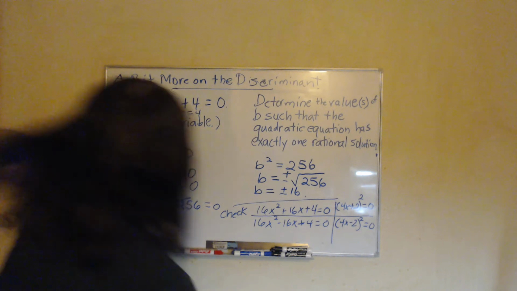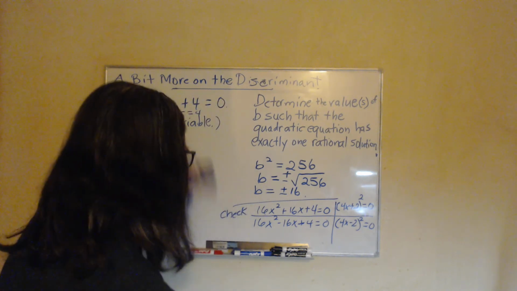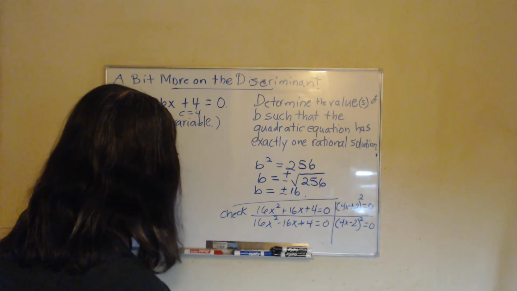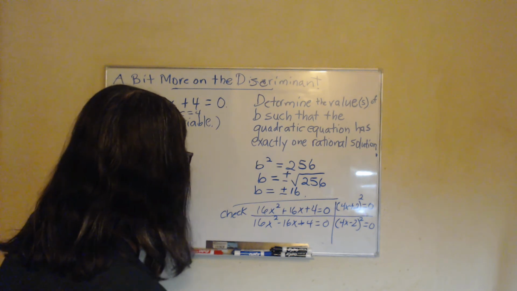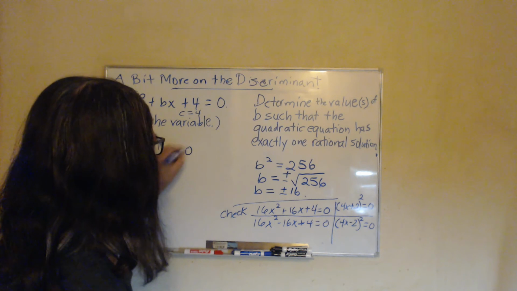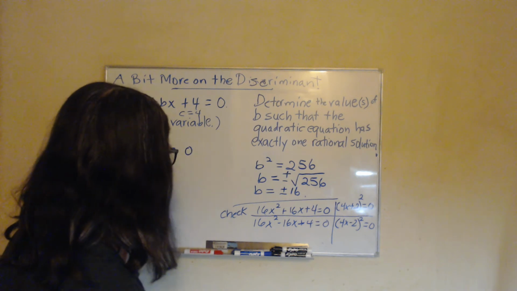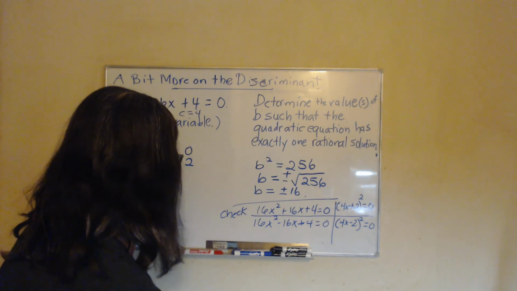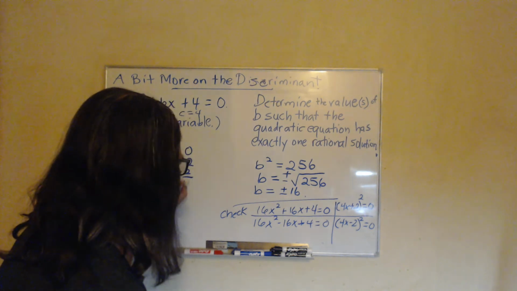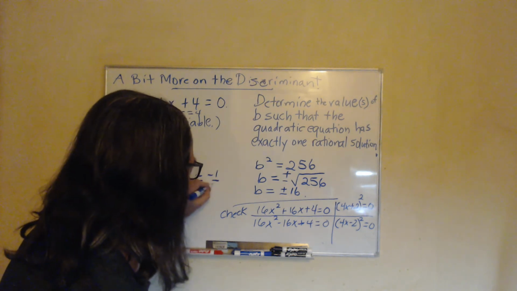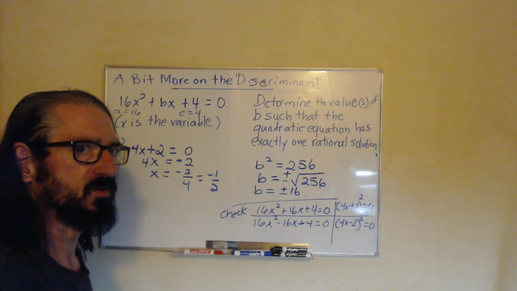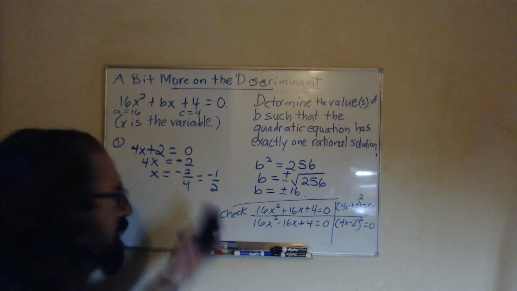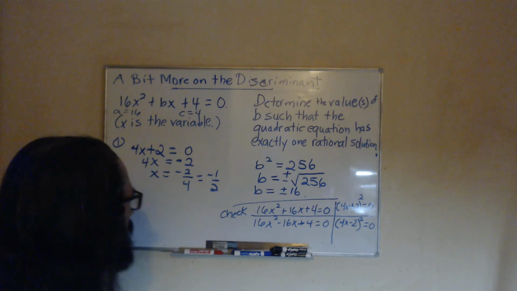And so for the first one, apply the square root property. Square root of 0 is 0, and it has no sign. We're getting exactly one rational solution. It's real, but more specifically, it is rational, integer over non-zero integer.